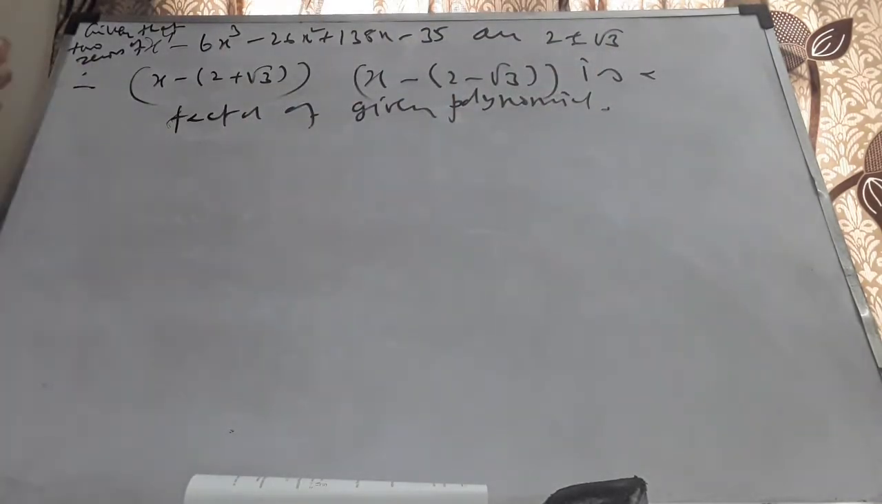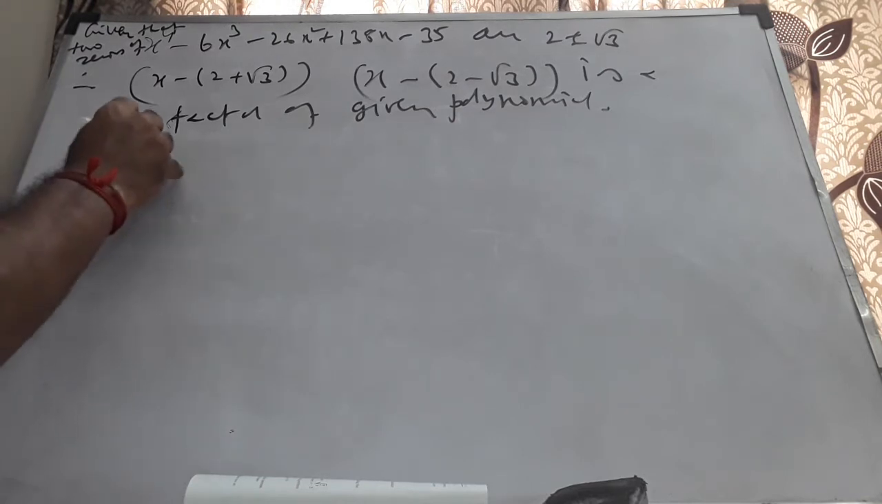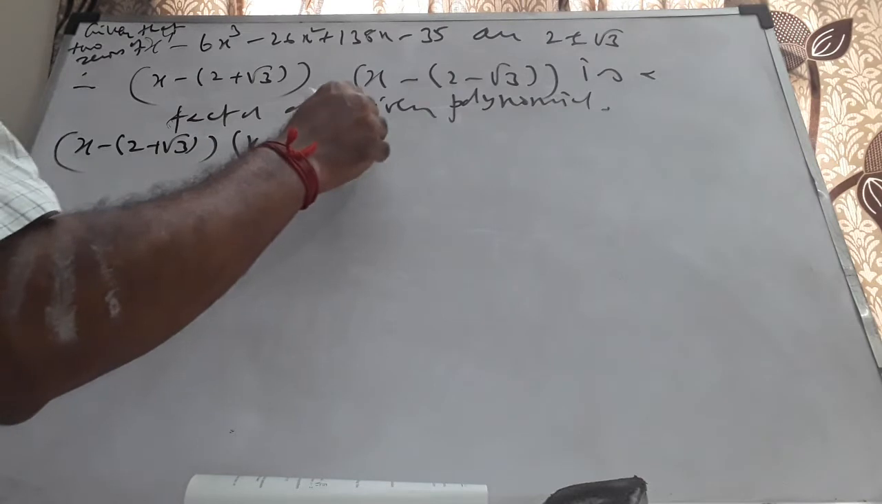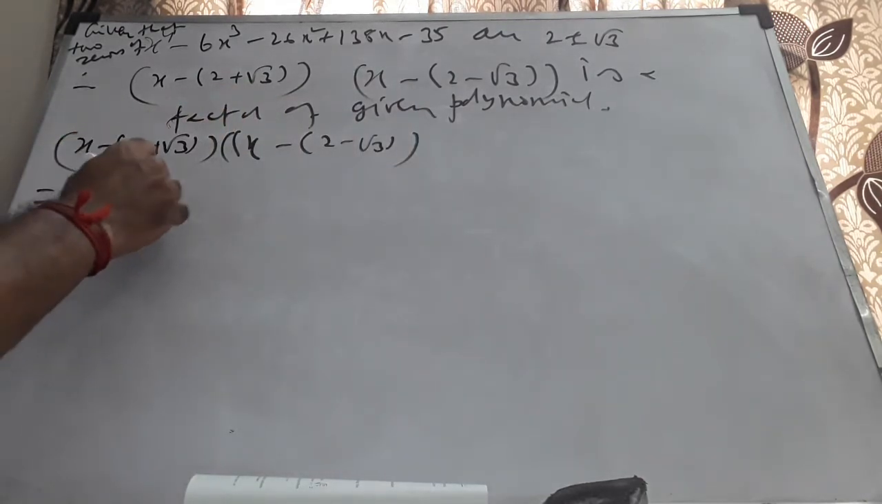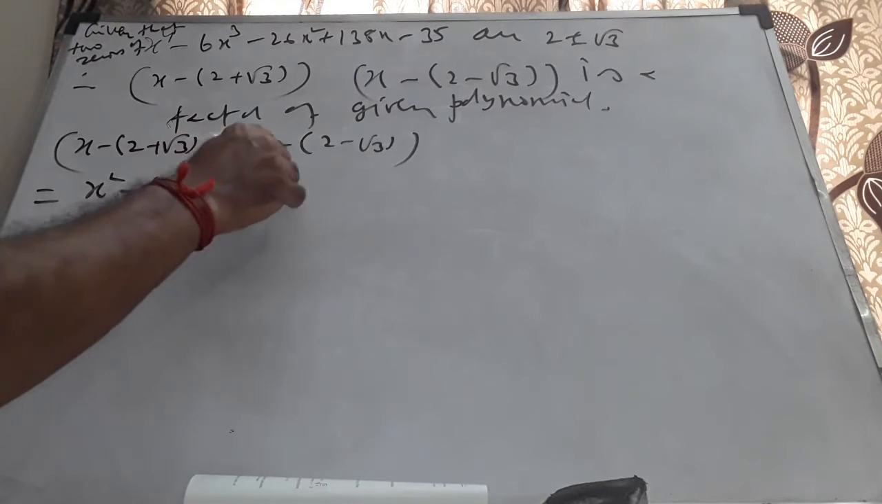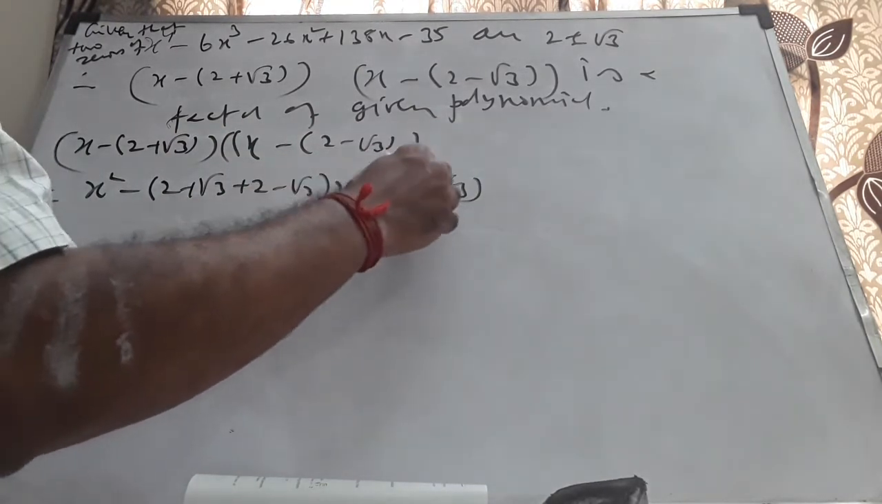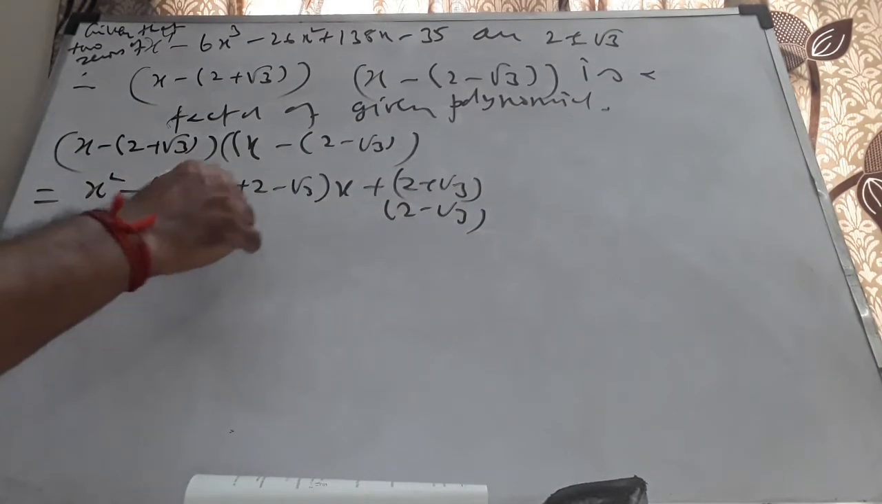If alpha and beta are two of the zeros, then x minus alpha and x minus beta will be factors. How to multiply this? x minus (2 plus root 3) into x minus (2 minus root 3). Here it will be x square minus (2 plus root 3 plus 2 minus root 3) times x plus (2 plus root 3) into (2 minus root 3). Therefore, this will be reduced to x square minus 4x plus 1.